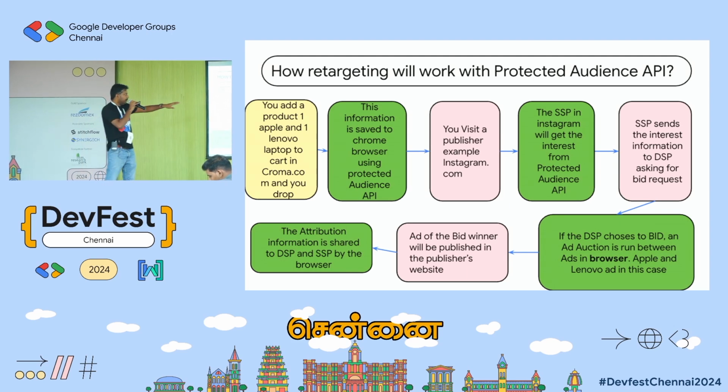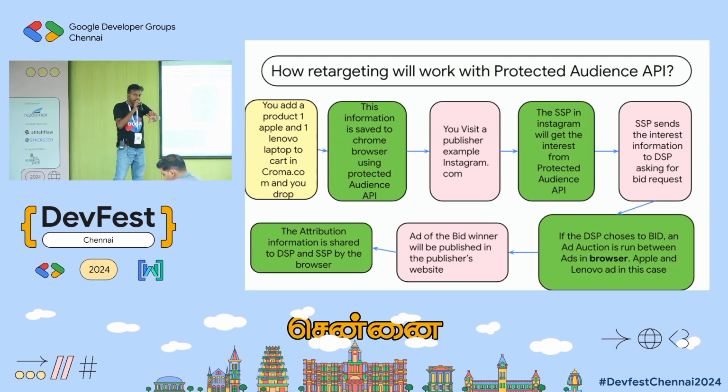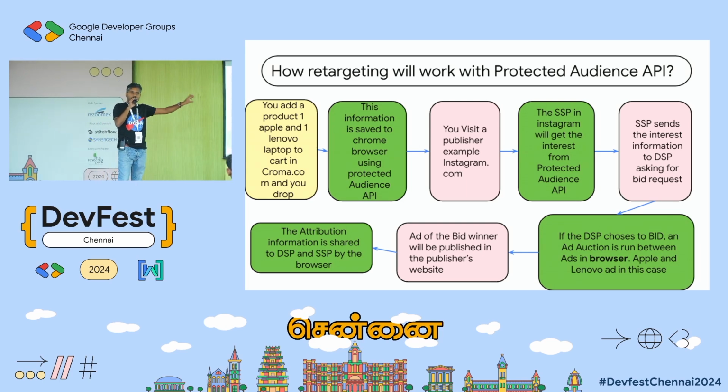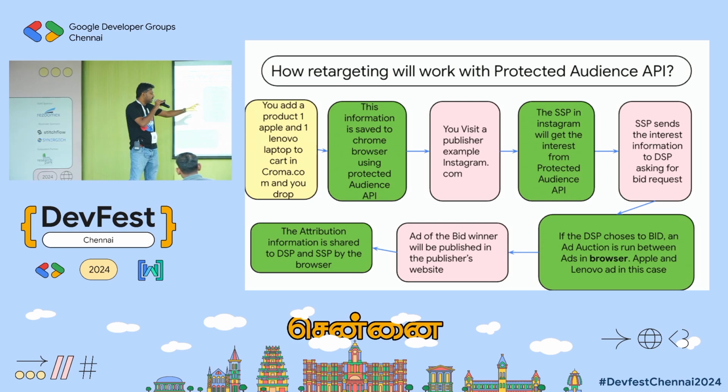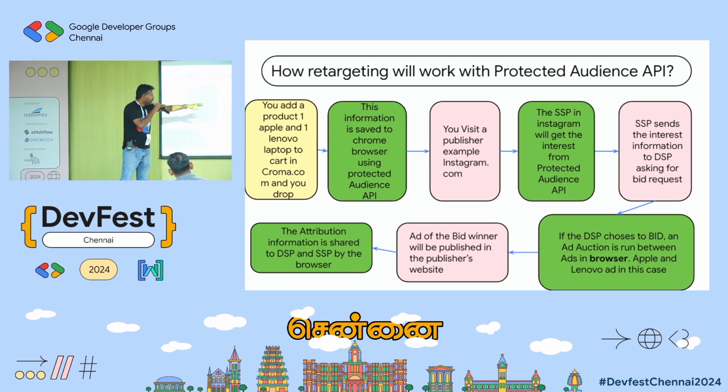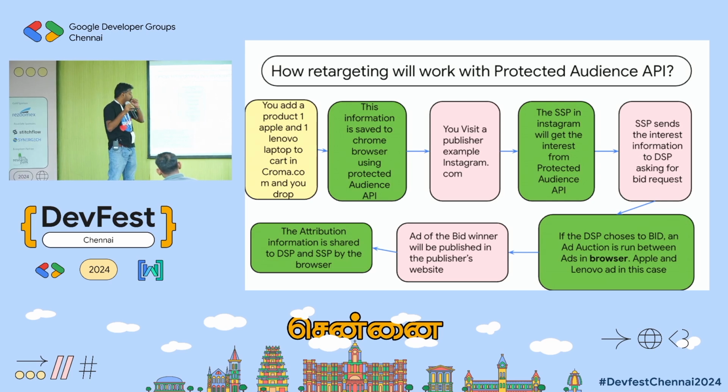Right after you visit Instagram, the SSP, very similar to the Topics API, fetches from the browser API and gets your interests, saying this guy is interested in laptops. There are 1,000 plus categories for these interests. In this case, let it be something like electronics or laptops or computers. Now the Protected Audience API gets this interest, very similar to the Topics API. This interest is sent to the SSP, and the SSP creates a bid request.